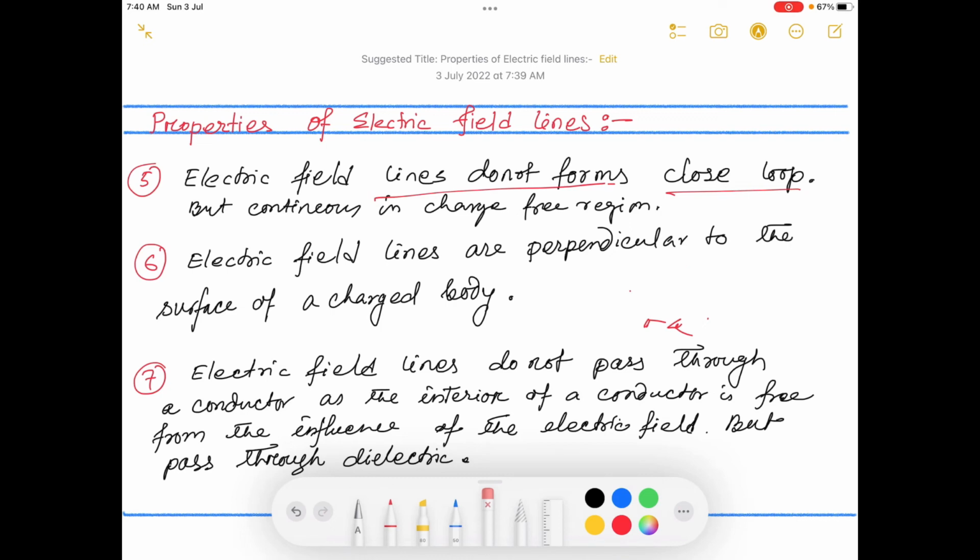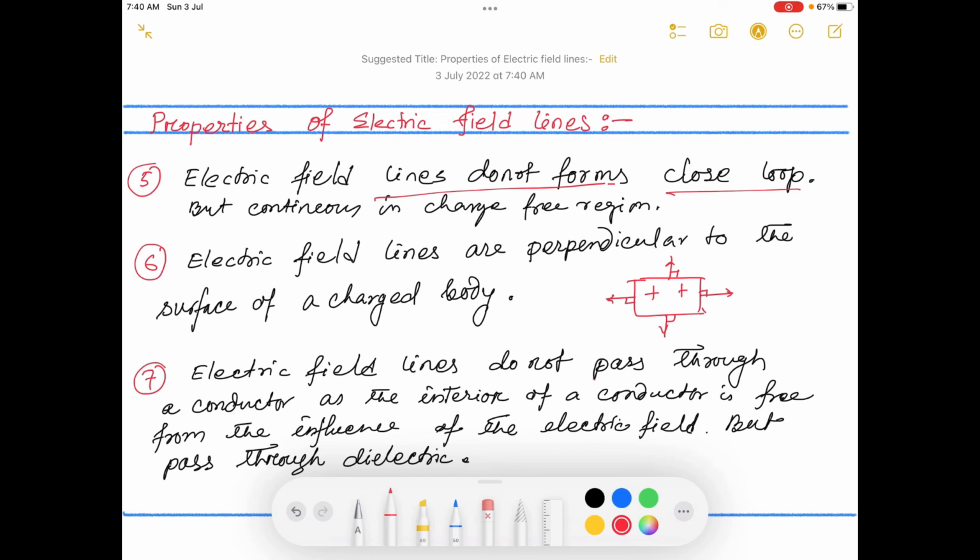Next property: electric field lines are perpendicular to the surface of a charged body. Suppose we have a charged body here. If it is positively charged, the electric field lines should go outward, perpendicular to the surface of this charged body. I hope you have understood this point.